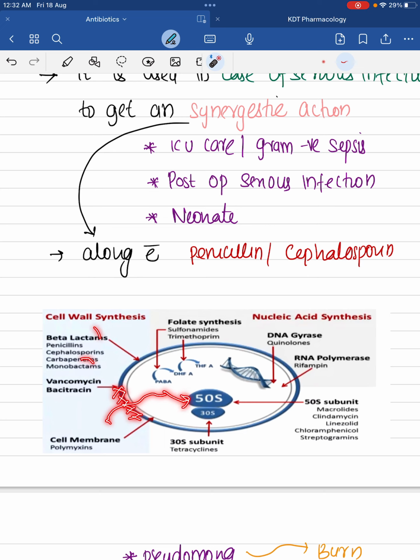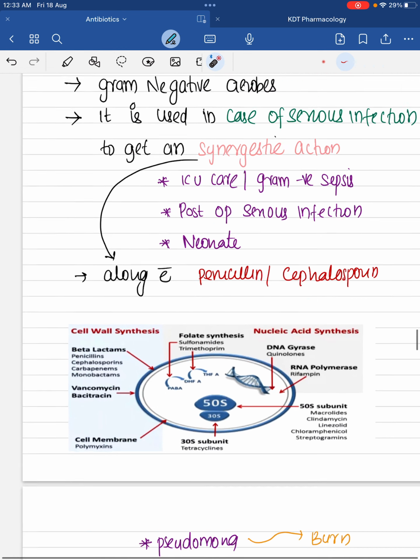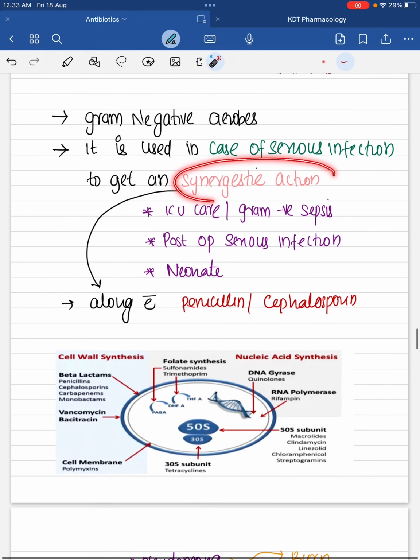So if we add this group and this group, the action will be increasing. Understood? The action of aminoglycoside will be high. Why? Because this group of antibiotics will facilitate the entry of aminoglycosides. So that's why the majority of the time aminoglycoside is given along with other drugs to get synergistic action.